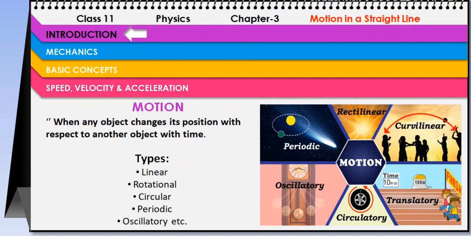What is motion? Starting always with the title. Motion is when any object changes its position with respect to another object with time. Right? This is the simplest definition of motion which you have already gone through in your lower standards. Also in the revision round we have seen this concept. What are the various types of motion? You can see in this picture: periodic motion, rectilinear motion, curvilinear motion, translatory motion, circulatory motion, oscillatory motion.